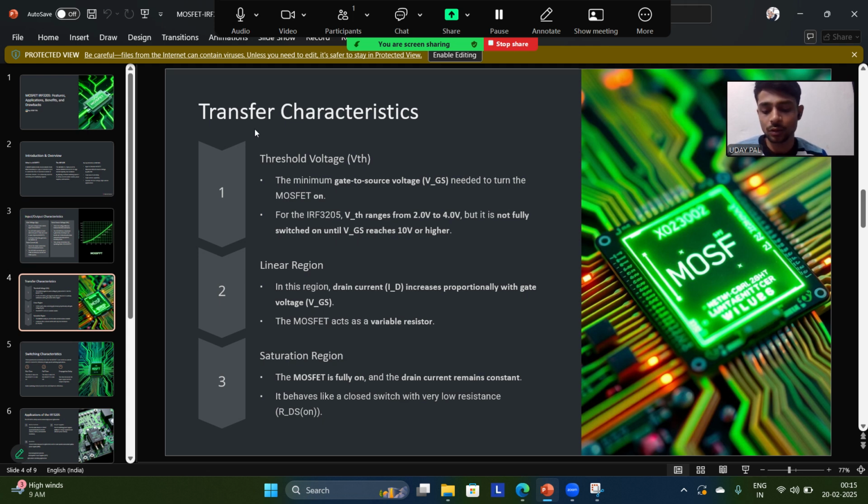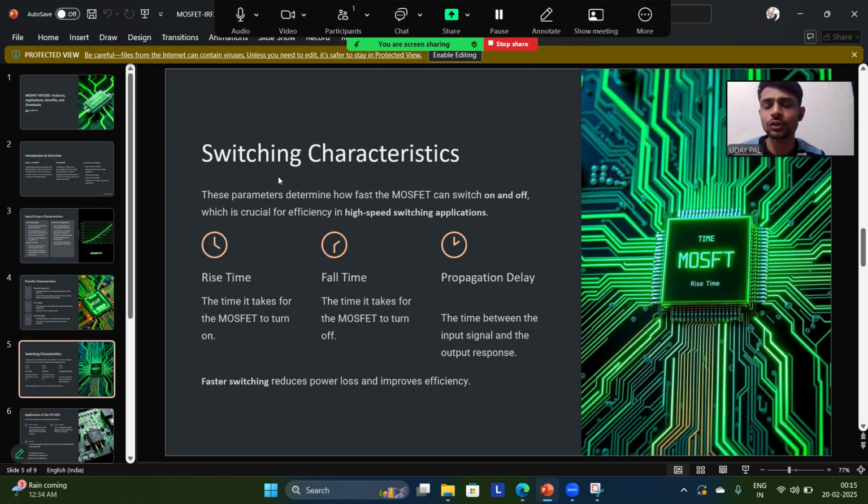Now let's talk about the linear region. In this the MOSFET acts as a variable resistor. And in the saturation region, it behaves like a closed switch with very low resistance. Also there is the switching characteristic.